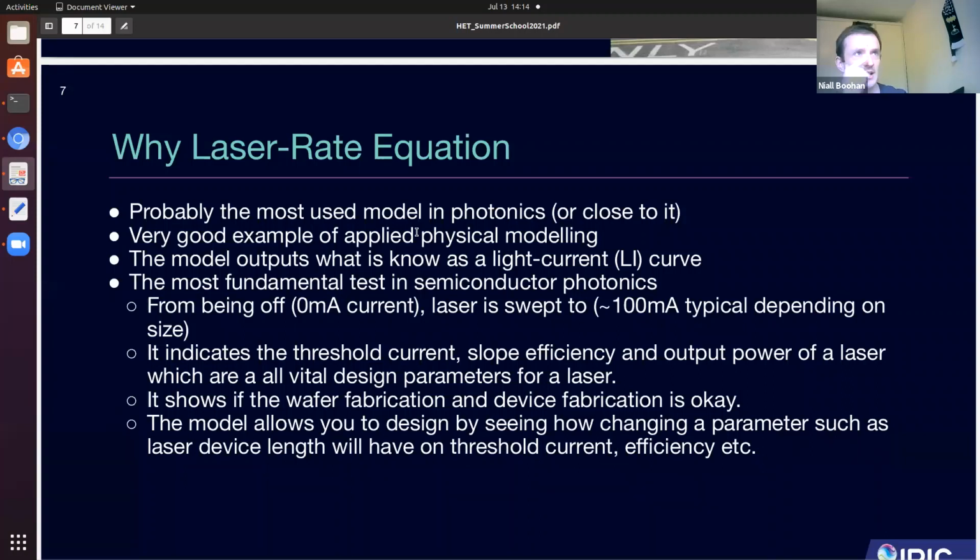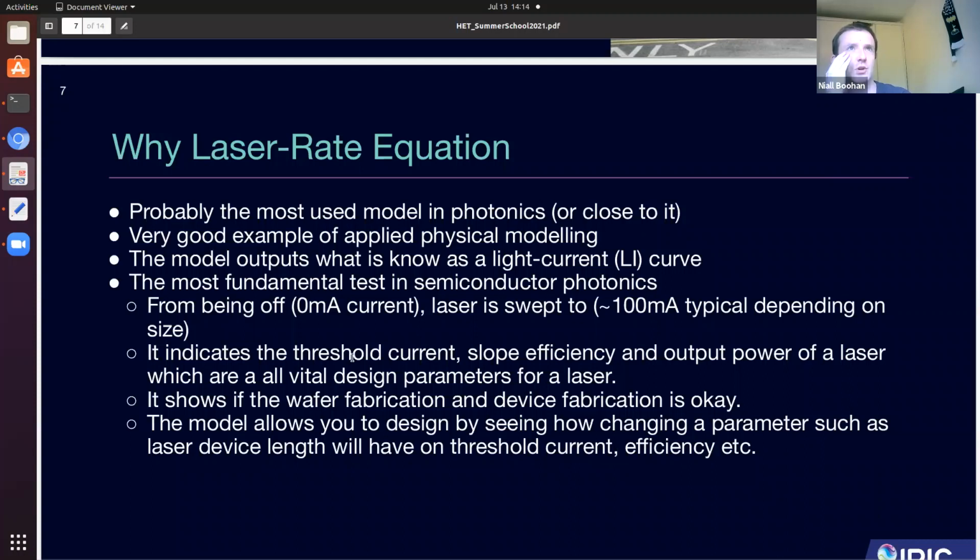So the model I've given you outputs what's called a light current curve, or what's known as an LI curve. The sweep it shows is you're increasing the current on your x-axis, and the y-axis is your power output. So it indicates, first of all, if your laser is working, second of all, how efficient your laser is. Well, I suppose they're the main ones, it's working and it's efficient. Yeah, so it indicates the threshold current, the slope efficiency, and output power. So these are really important design targets for a laser.